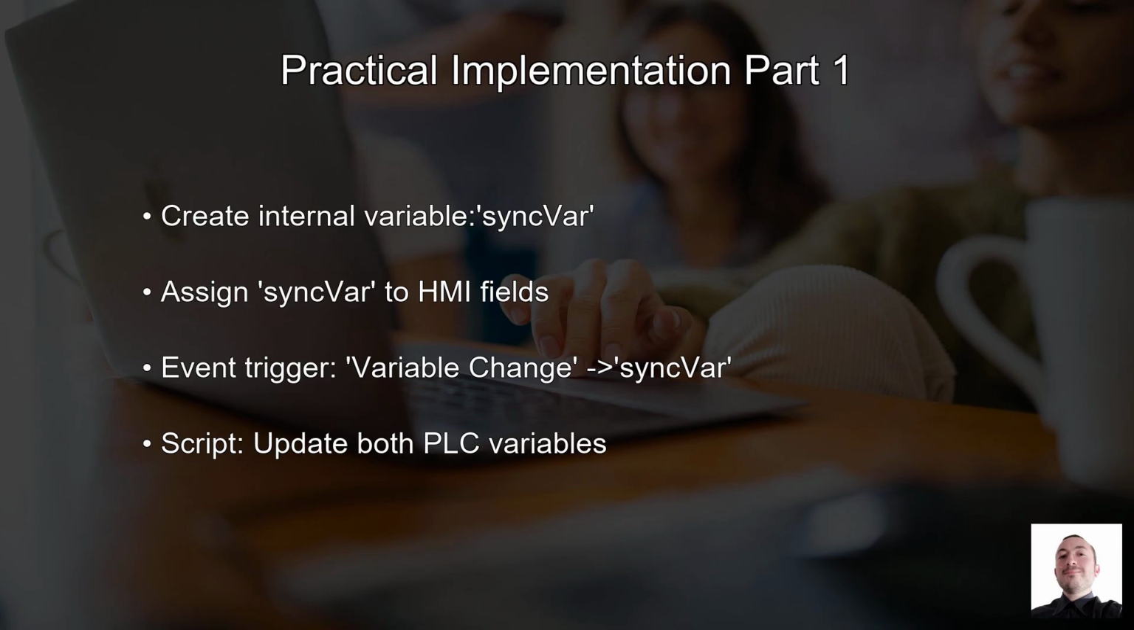Then, set up an event trigger. This trigger should fire whenever the value of synchvar changes. To do this, go to the Event Configuration menu, select Variable Change, and specify synchvar as the variable to monitor. When synchvar changes, the event will execute a script that updates both PLC variables to the new value. This ensures that both PLCs always have the same value for the shared variables.